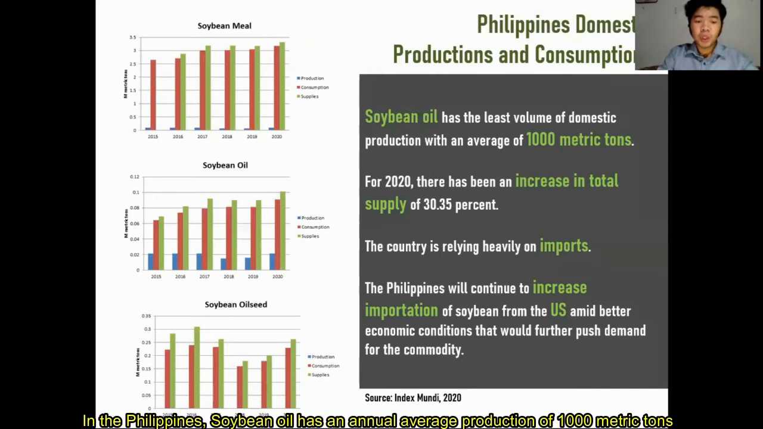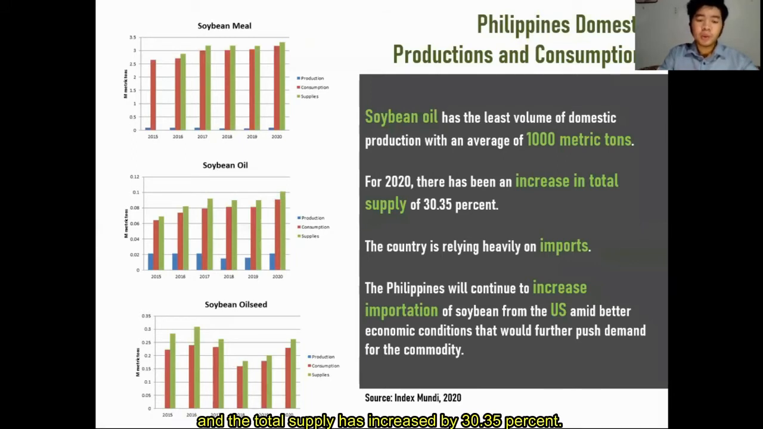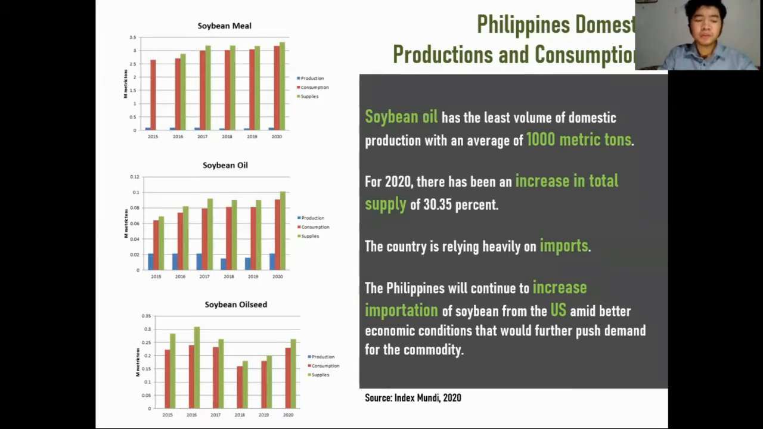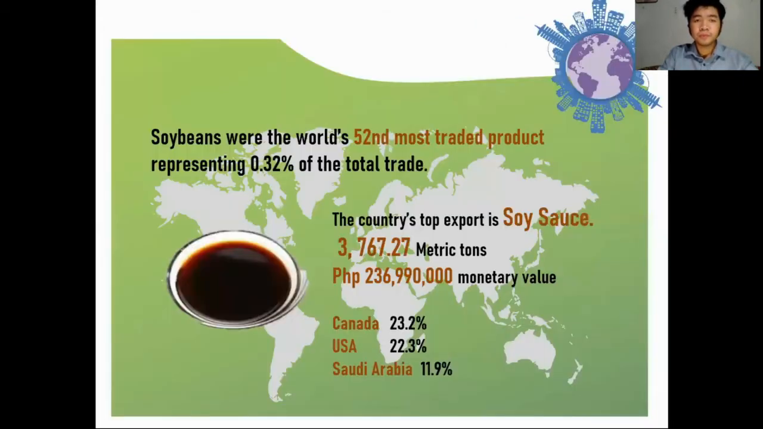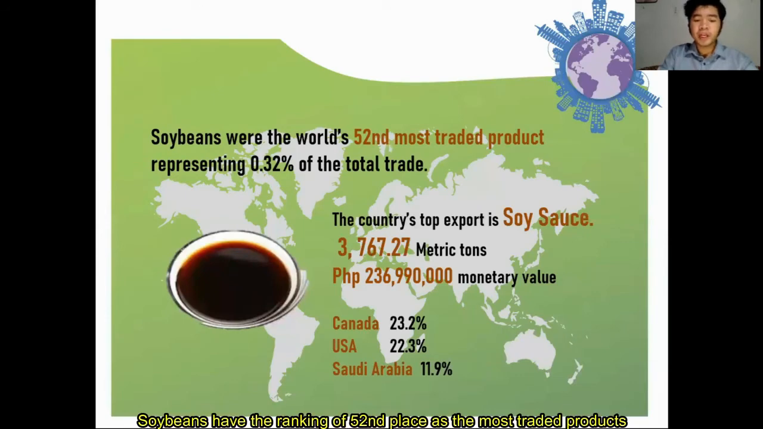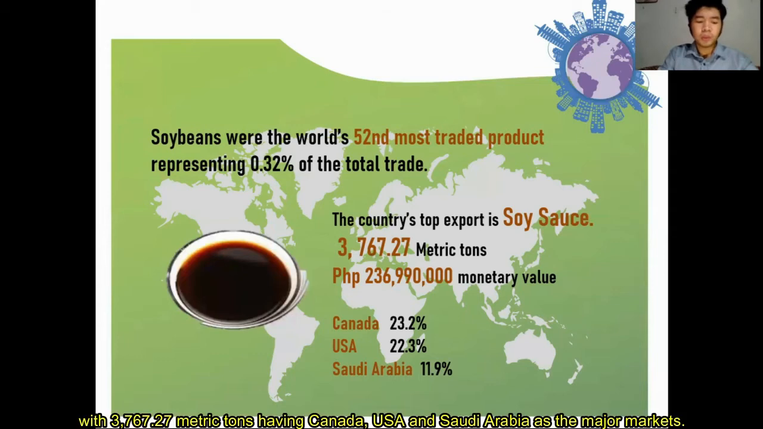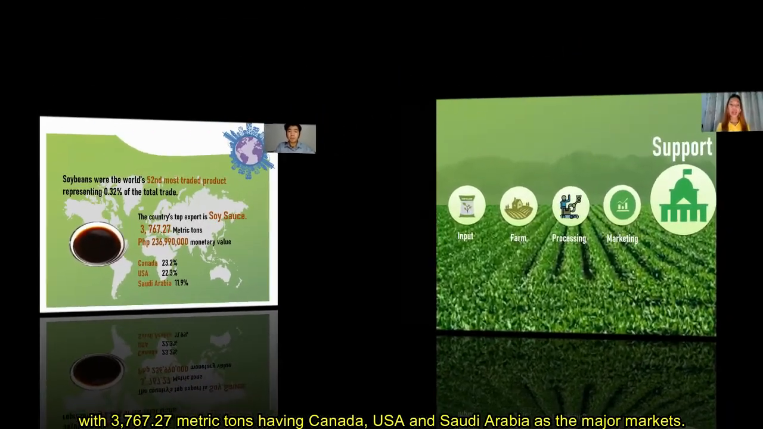In the Philippines, soybean oil has an annual average production of 1,000 metric tons, and the total supply has increased by 30.35%. The country is projected to increase the importation of soybean from the U.S. Soybeans have the ranking of 52nd place as the most traded products, constituting 0.32% of the total trade. In the Philippines, soy sauce is the top export product with 3,767.27 metric tons, having Canada, USA, and Saudi Arabia as the major markets.